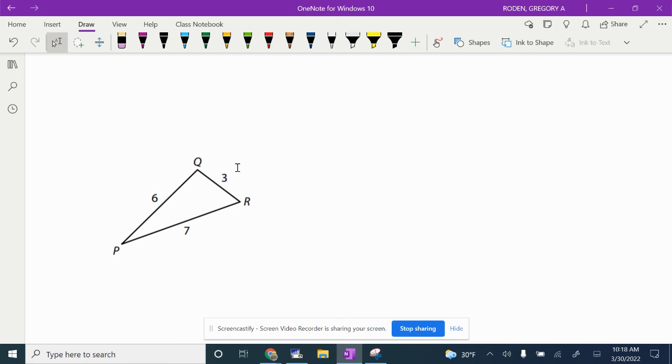Why can't we just do straight up cosine, sine, and tangent on this? Because it's not a right triangle. If this was a right triangle, yes. But if you don't have a right triangle, you have to use either law of sines or law of cosines. You can't use just straight up sine, cosine, tangent.